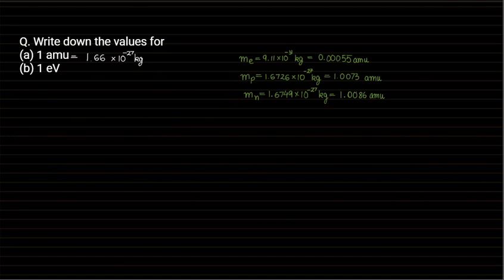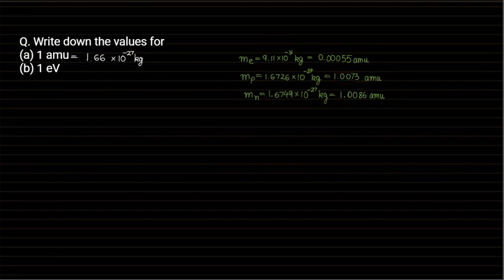Clear? So why do we need this AMU? So that we can express the mass of the protons, the neutrons, and the electrons, which are very small quantities, in terms of AMU. This will be helpful when we solve some numericals.